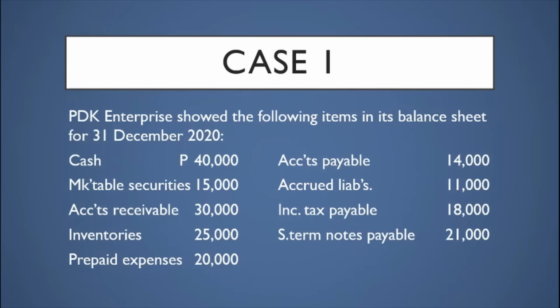Accounts payable, 14,000. Accrued liabilities, 11,000. Income tax payable, 18,000. Short-term notes payable, 21,000. This will give us total current liabilities of 64,000. Remember, current liabilities will be needed in all of the liquidity ratios that we have mentioned. How about the numerator? Let us proceed to the asset side.